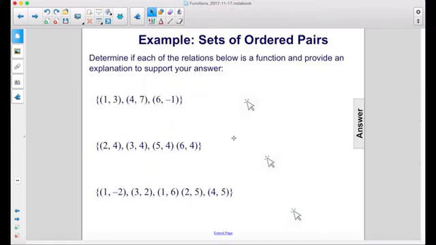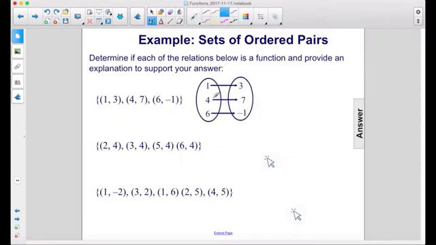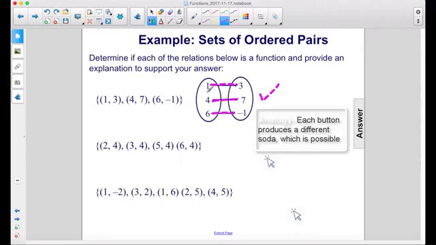All right, so let's get started with some examples. Determine if each of the relations below is a function and provide an explanation to support your answer. All right, so the first thing we're going to do is draw a map of this relation. Based on this map, is this a function? We can map 1 to 3, 4 to 7, and 6 to -1. So this is a function because each input maps to exactly one output.